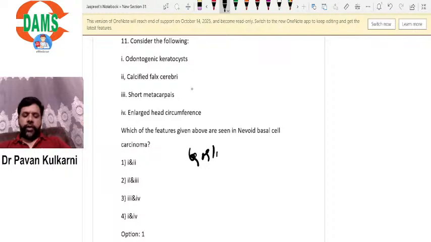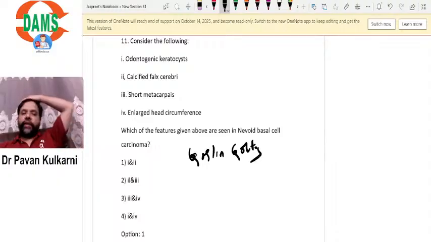So what is Gorlin-Goltz syndrome? It is a syndrome where the patient will have multiple OKCs, and if you see the skull, the falx cerebri will be calcified. So that is why you have to see that option 1 is correct here. That 1 and 2 are the ones which are correct in case of the nevoid basal cell carcinoma syndrome, also known as the Gorlin-Goltz syndrome.